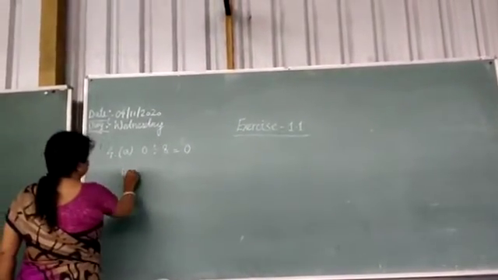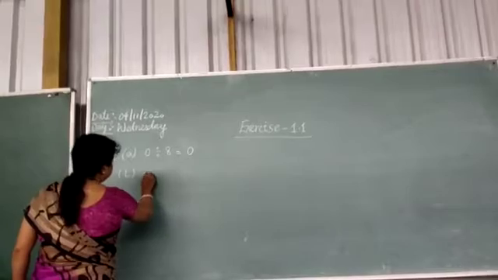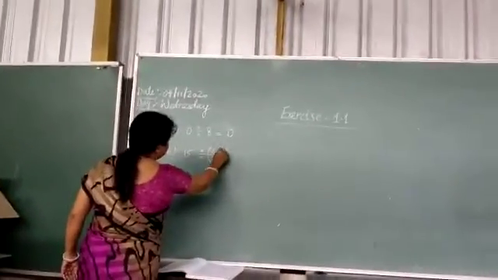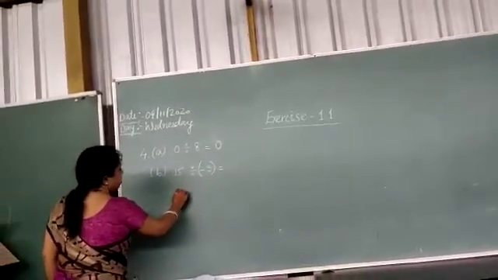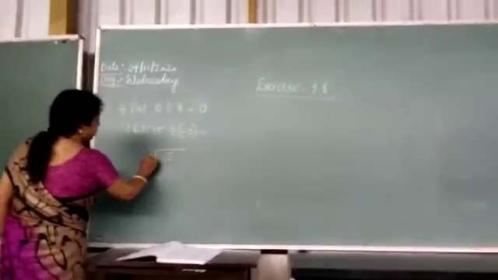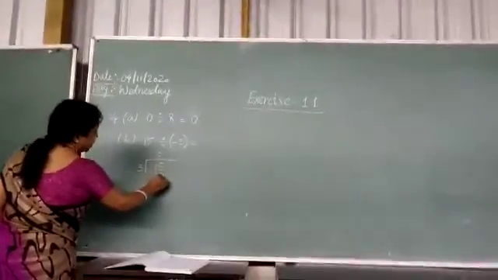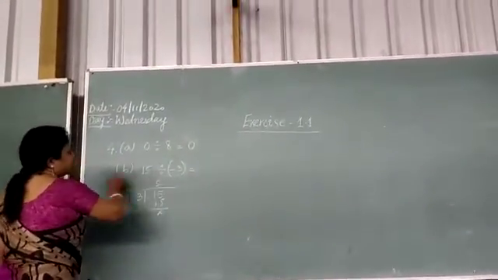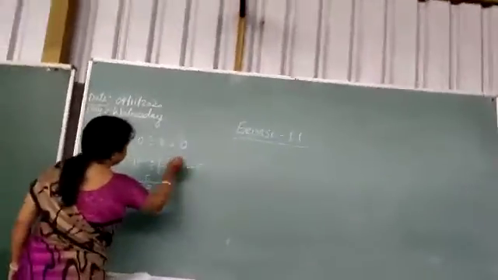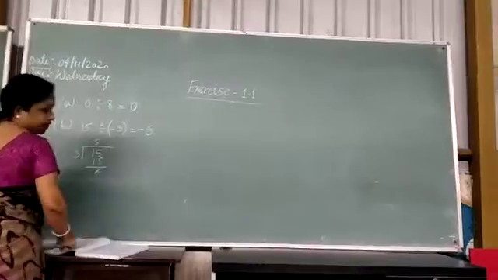Next, number B. Number B is given what? 15 divided by minus 3, right? So we divide. We will not take the sign now. First we will divide. So 3 5s are 15. How much did we get? We got 5. And what sign do we have here? We have a minus sign. So we will put minus 5.